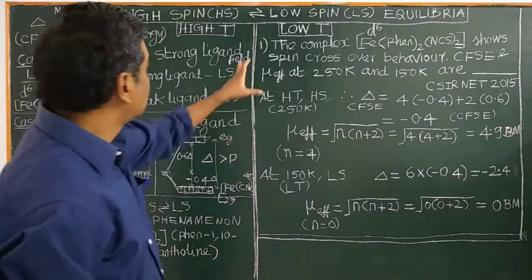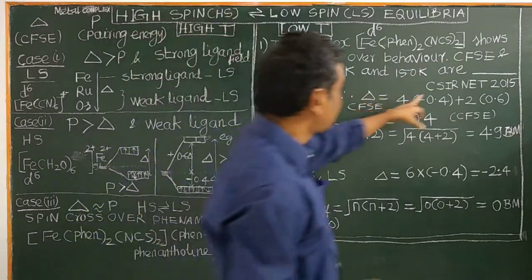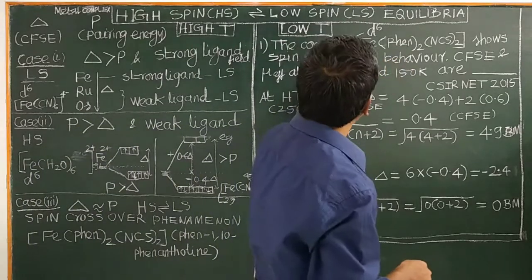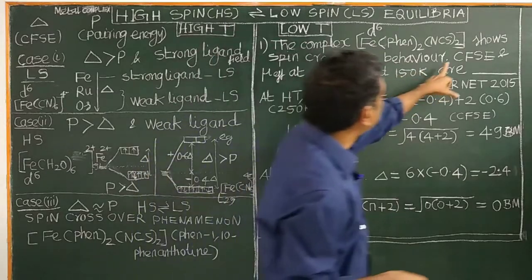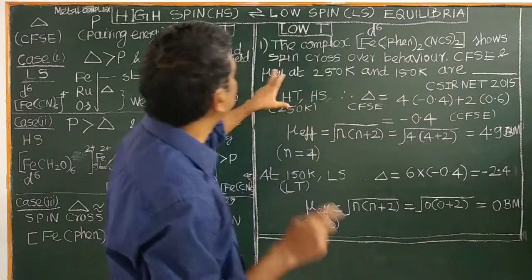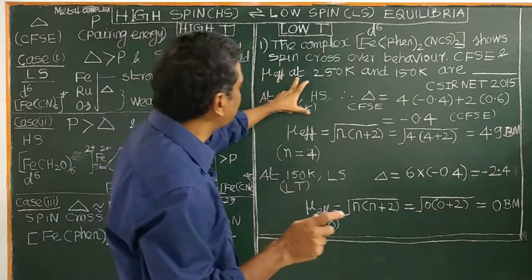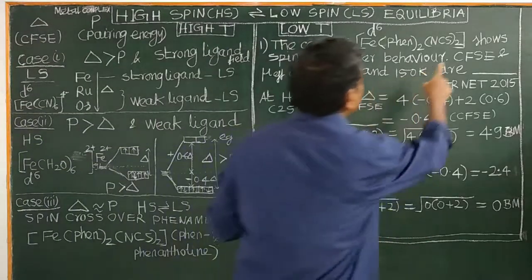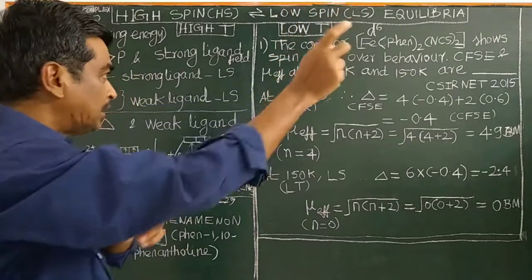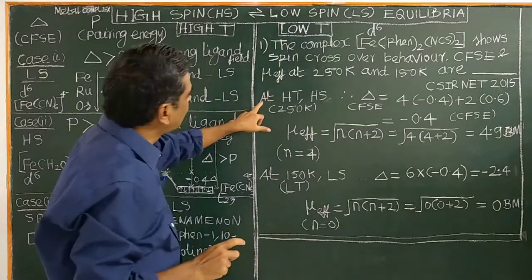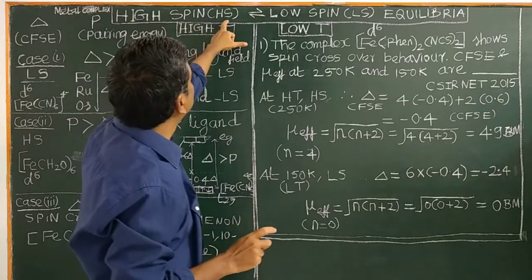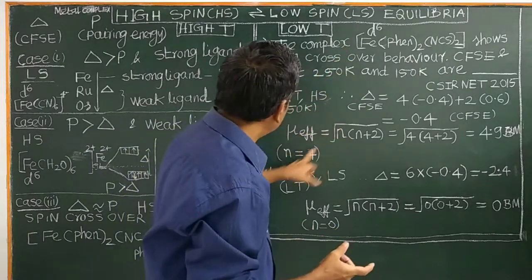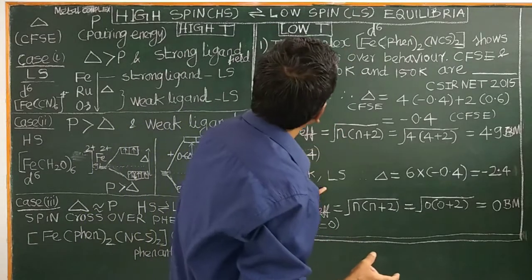Now let us see a problem asked in CSIR NET 2015. This complex shows spin crossover behavior. Calculate the crystal field stabilization energy and the spin only magnetic moment, mu effective, at 250 Kelvin and 150 Kelvin. You are asked to calculate the crystal field stabilization energy and spin only magnetic moment. As I said earlier, at high temperature the coordination complex exists in the high spin state. At low temperature, it exists in the low spin state.